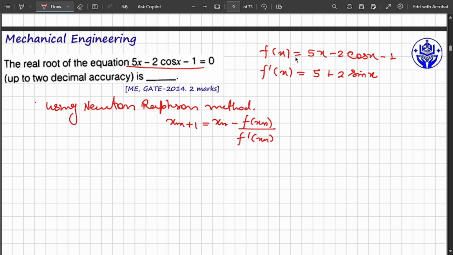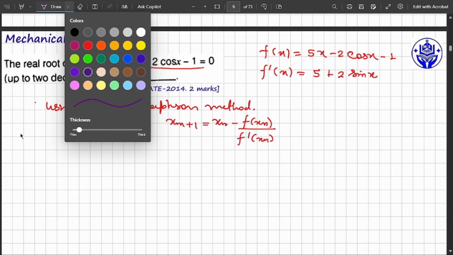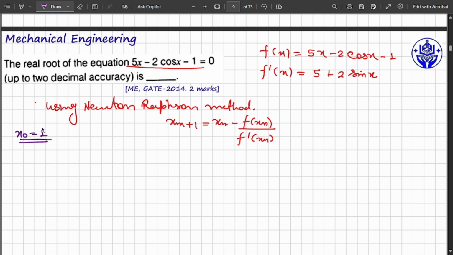So first of all, I can start the initial guess from 0 or from 1. If I start with x0 equals 1, this is a radian quantity, not degrees. So while calculating, the mode of the calculator should be in radian. Or if you are not taking radian, just put x0 equals 75.32 degree. 1 radian is approximately 75.32 degree.